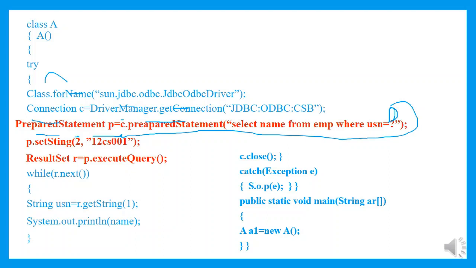Once the query has been compiled, next I need to execute the query. To execute the query, we'll make use of a method called the executeQuery method, or I can use the execute method. executeQuery is a method belonging to the PreparedStatement interface. Then this query is executed and the rows are returned to the ResultSet interface. Now with the help of the ResultSet interface methods, I'm going to fetch the name from the table.